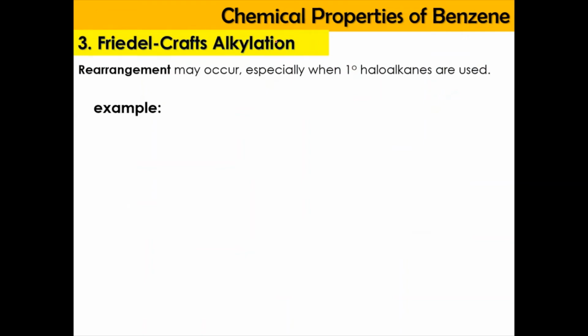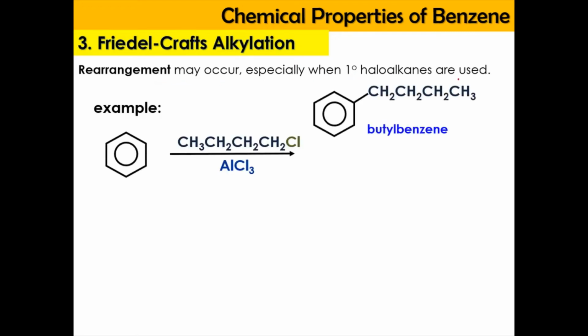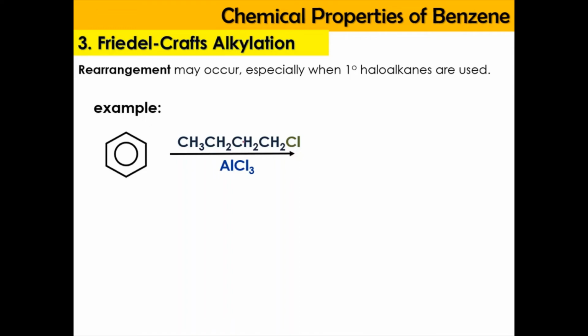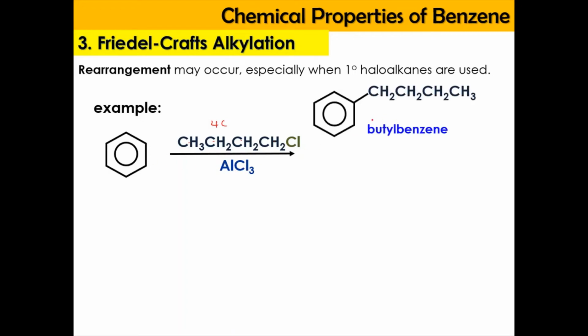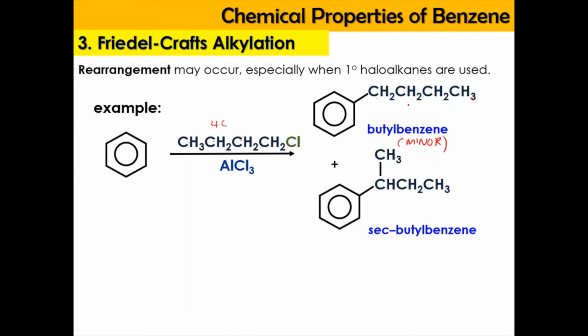Now, for the Friedel alkylation, masih dekat alkyl group, rearrangement may occur, especially when the primary haloalkane is used. Okay, let's say if you have a chlorobutane here, so 1, 2, 3, 4, 4 carbons, so it's going to be chlorobutane in the presence of the Lewis acid. So at first you will suspect the product to be having CH2, CH2, CH2, and CH3. Okay, however, this is going to be the minor product. What really happened was you can rearrange the carbocation in order to form a much more stable product, which is the sec-butyl benzene. Okay, so this is going to be the major product.